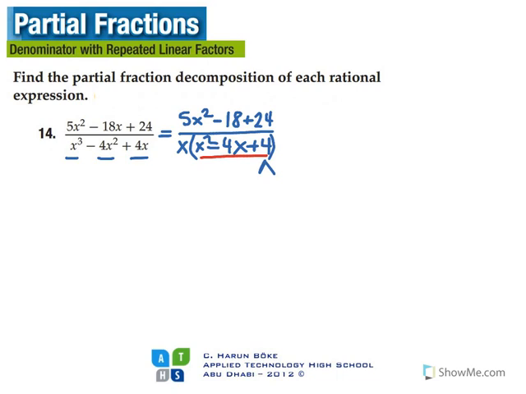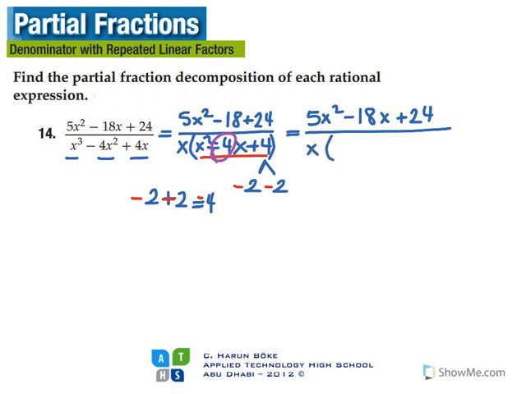We consider the factors of 4 here, which are 2 and 2. When we multiply them we get 4. But you see, when we add them we get 4 again. But we need minus 4. Hence, both numbers should be negative, so that it will be minus 2, which will give me minus 4. So I'm going to write like this. The top will be the same, 5x squared minus 18x plus 24. And the denominator part will be x times x minus 2 times x minus 2.